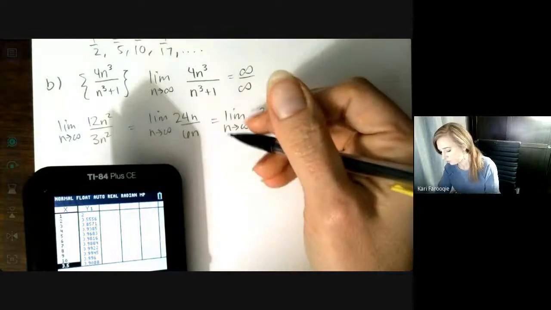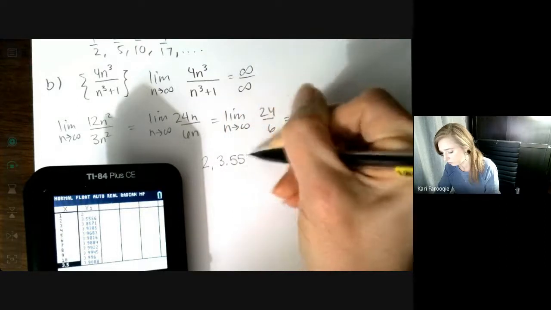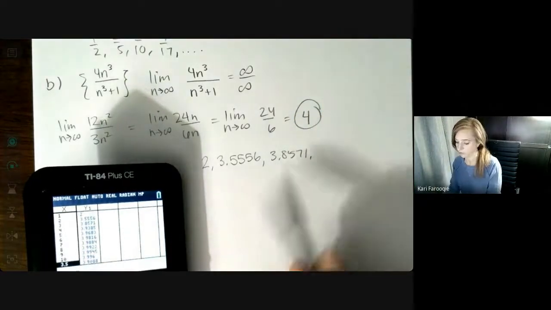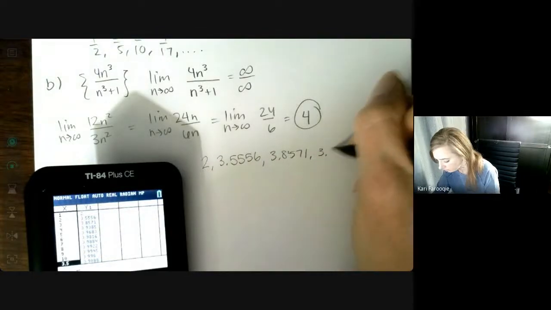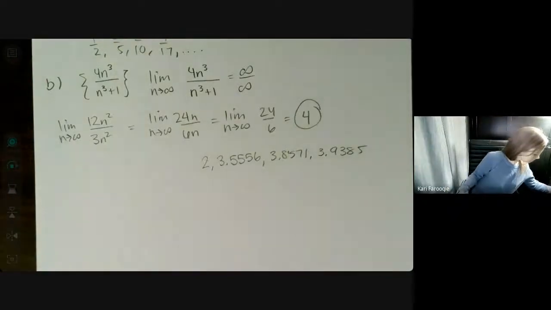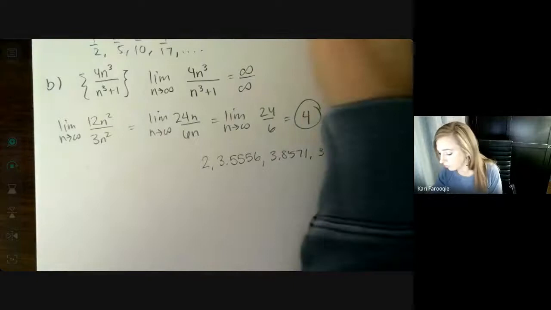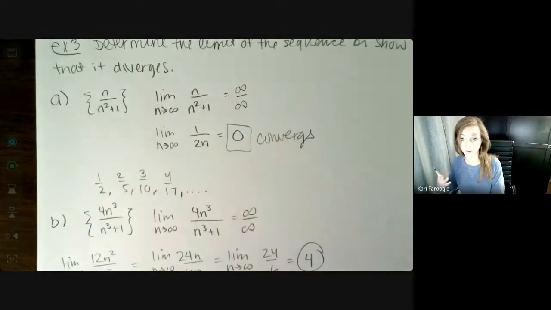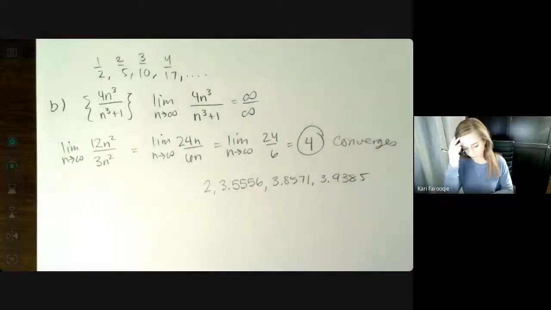So I would, of course, have to turn those into fractions, but the first term of my sequence would be 2. The second term would be 3.5556, 3.8571, so on and so forth. Now, of course, these are just the decimal variations of the values in the ratio, but you can see now what's happening to the terms of this sequence. They just continue to head towards 4. So we would say that this converges. Also, sorry, we didn't specify, but for example A, we should have said converges. I mean, you probably got that, but just want to make sure.